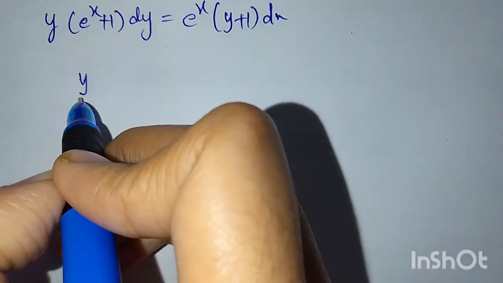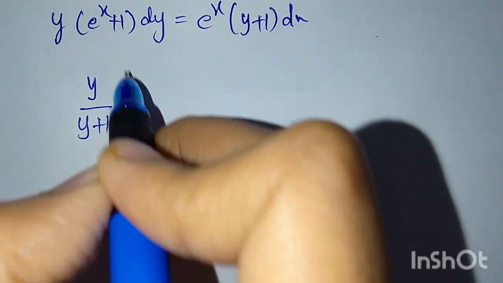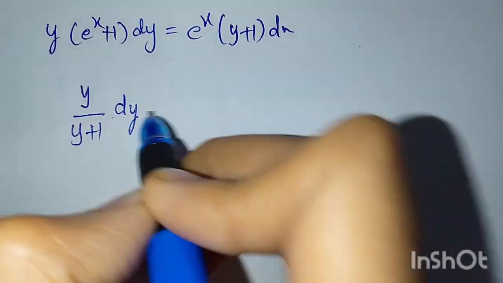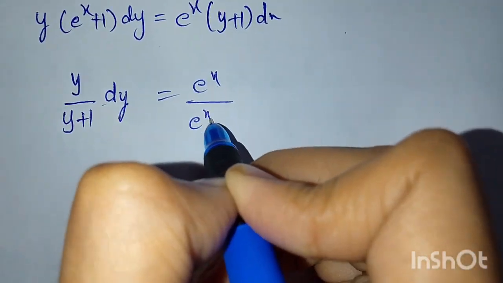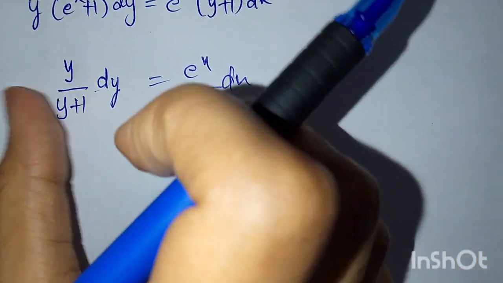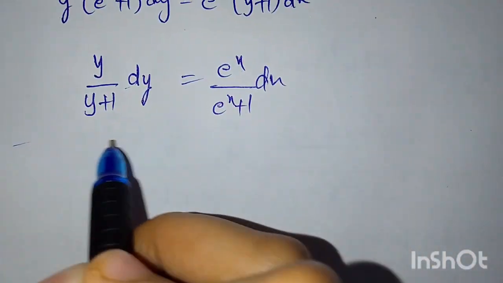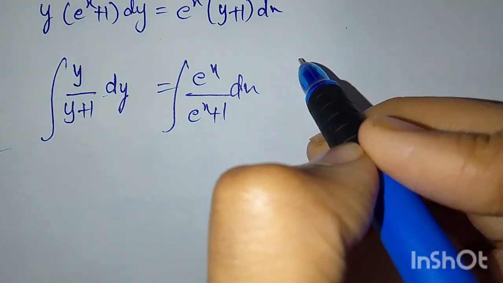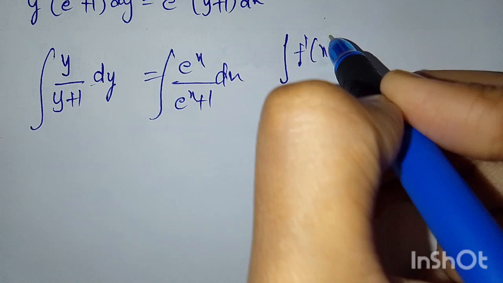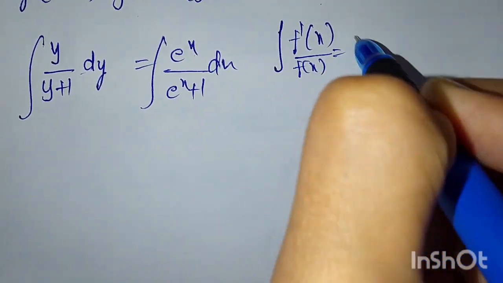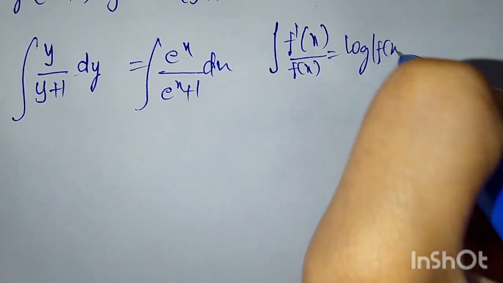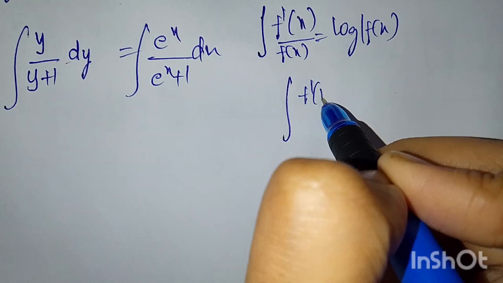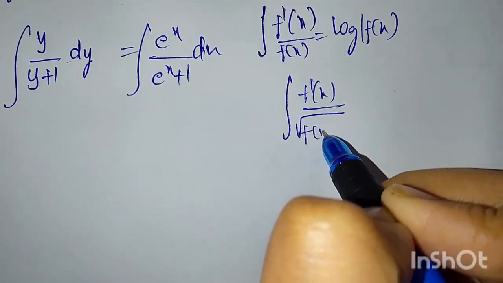On this side I separated my variables like this. So now, integrating both sides. Now this formula is very important: f dash of x by f of x, integral is log mod f of x. And the formula we have is f dash of x by root f of x, which is 2 root f of x, which we have already learned in inter, very important formulas.